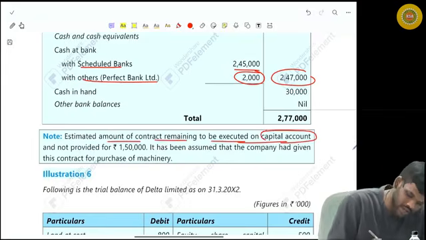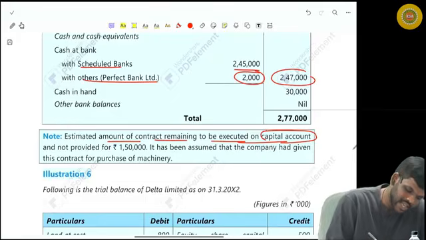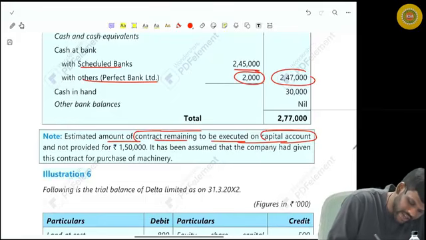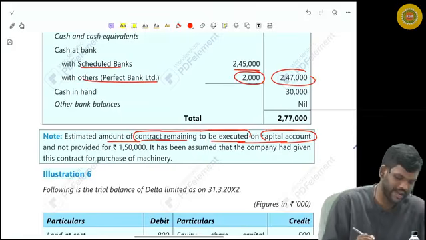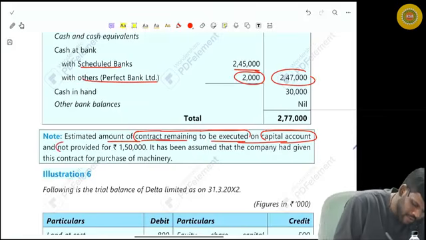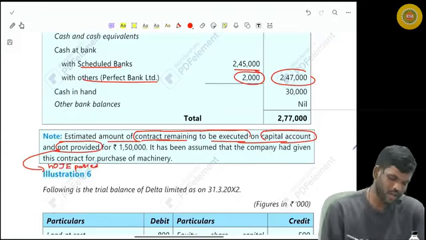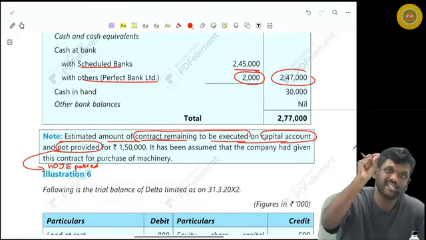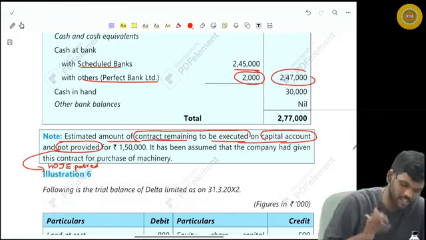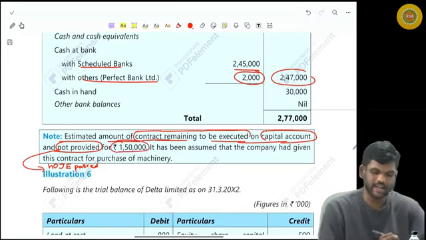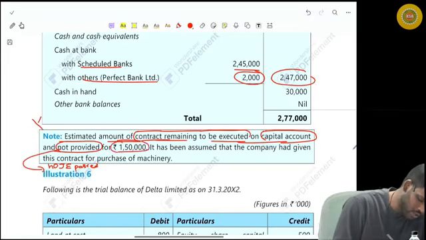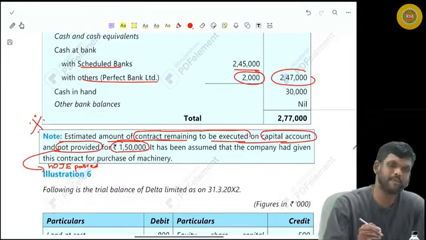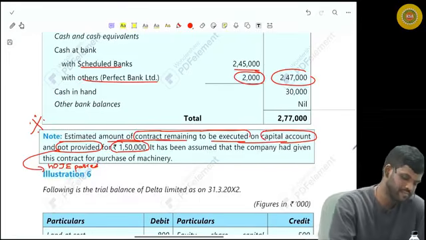Okay, this is only called as capital commitments, or you can also say this is the contract which is yet to be executed on capital items and not provided. What do you mean by not provided, sir? That means no journal entry passed. So what is the amount of contract which you have entered where the work is still incomplete and you have also not passed journal entry? That needs to be separately disclosed. Please ensure you also go through this note once. This is a part of your illustration 5.